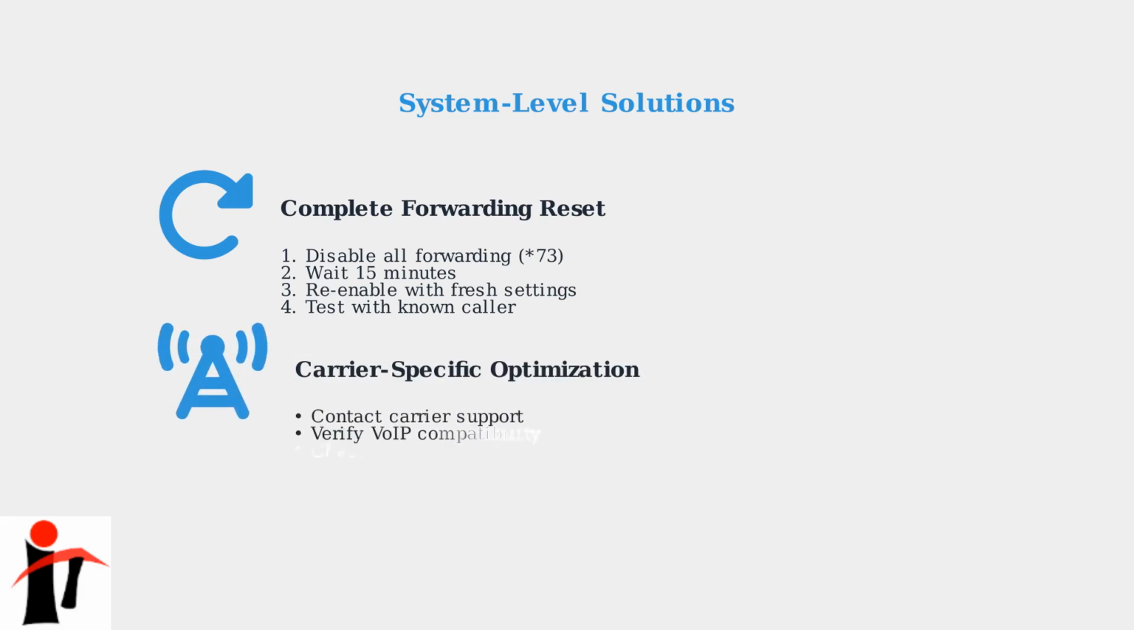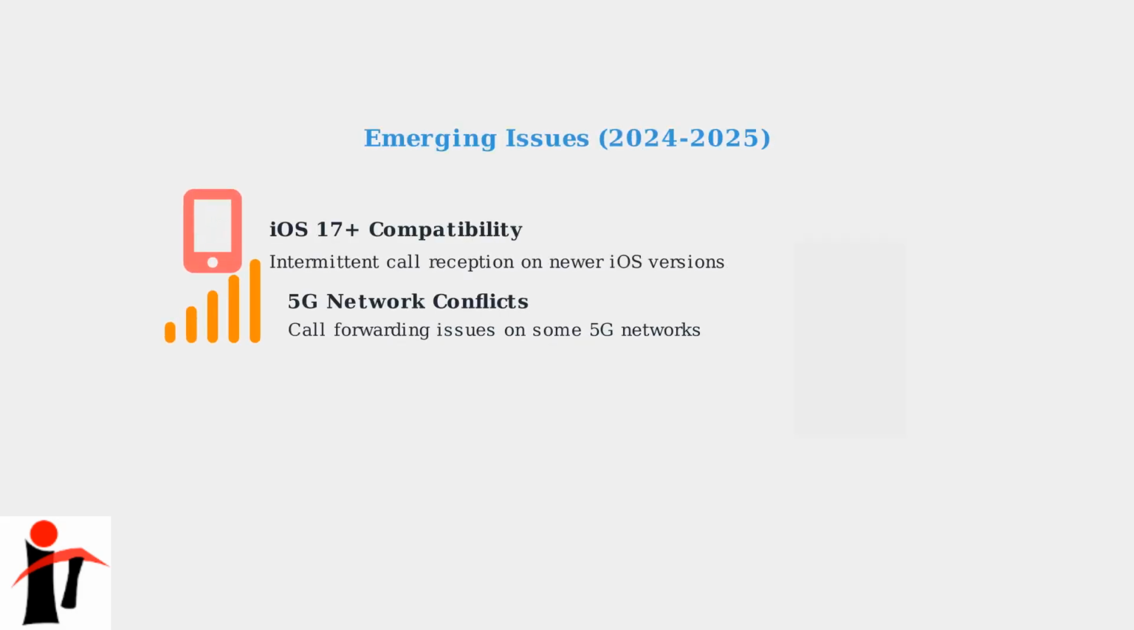Carrier-specific optimization addresses unique requirements of different network providers. Some carriers have special VoIP handling that affects Google Voice. Recent developments have introduced new challenges. iOS 17 and newer versions have compatibility issues, while 5G networks sometimes conflict with traditional forwarding. These emerging issues affect call forwarding reliability.